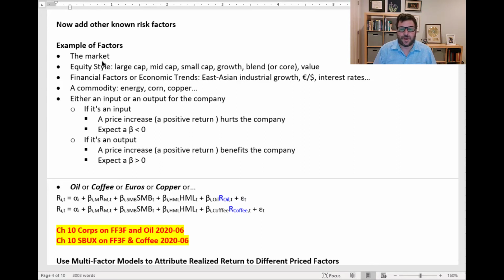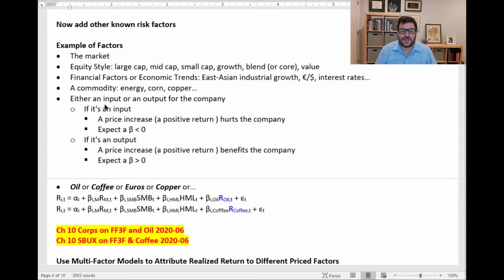We also know that the Fama-French factors, equity style, large cap, mid cap, small cap, growth, blend, sometimes blend is called core, value. We can also add financial factors or other economic trends. So we can add East Asian industrial growth, or we can add the euro versus the dollar, or we can add interest rates. We can add a commodity, so energy, corn, or copper.